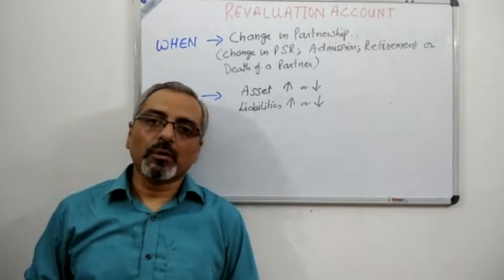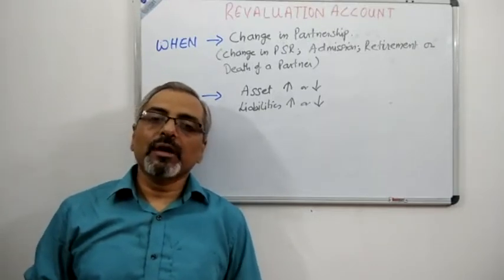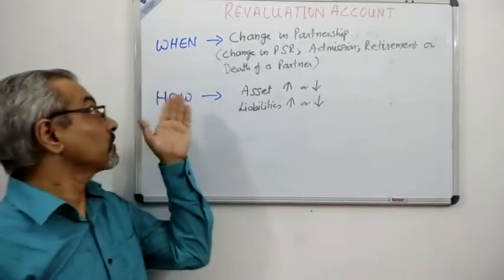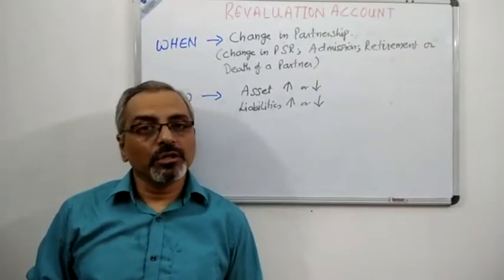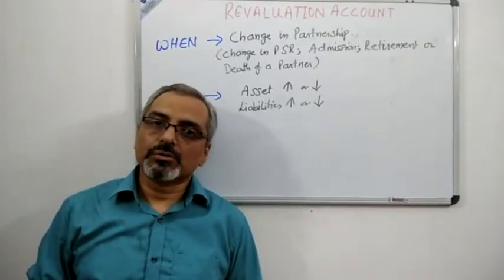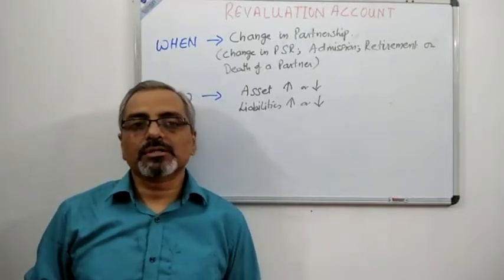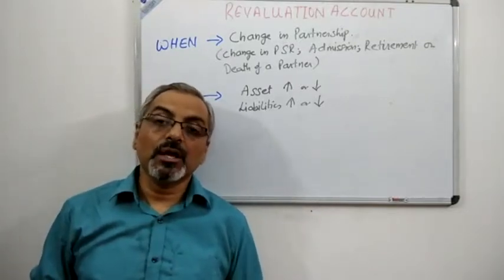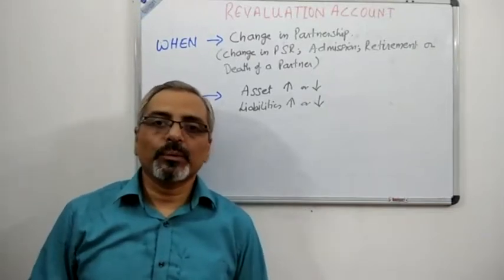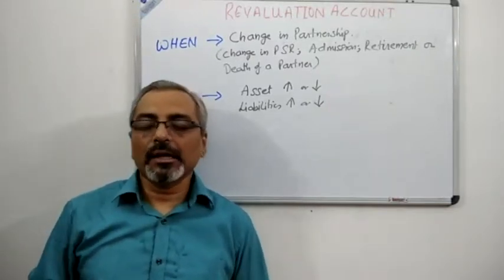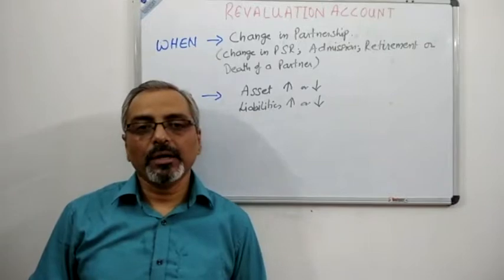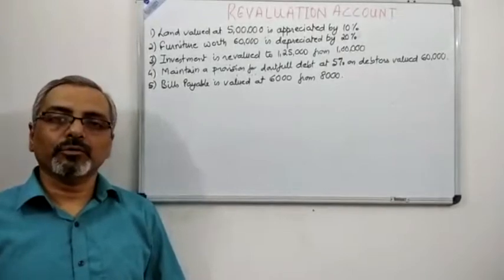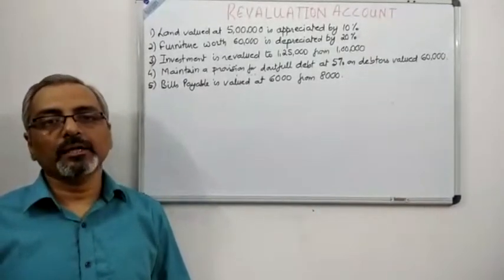Now I'll explain the concept of revaluation after answering these two questions, that is when and how it is actually prepared, that is by making a journal entry or preparing a ledger account. In some questions, the question asks you to pass the journals for the revaluation, and in some questions they directly ask you to prepare the revaluation account. So here I will take 5 or 6 examples and explain to you how journal entries will be prepared in case of revaluation. Here I have taken 5 examples and I'll explain how the revaluation will be done with the help of journal entries.